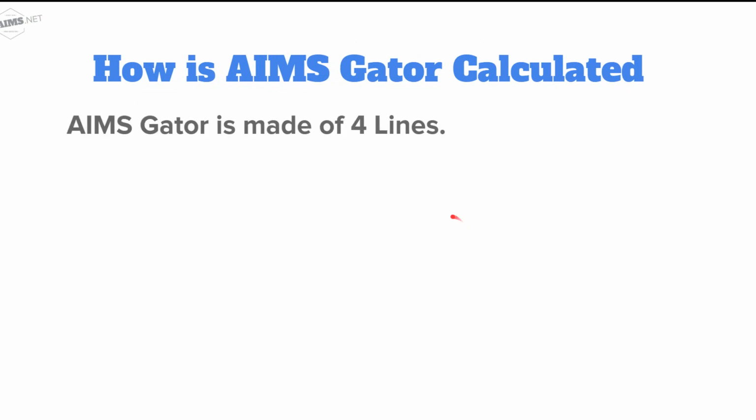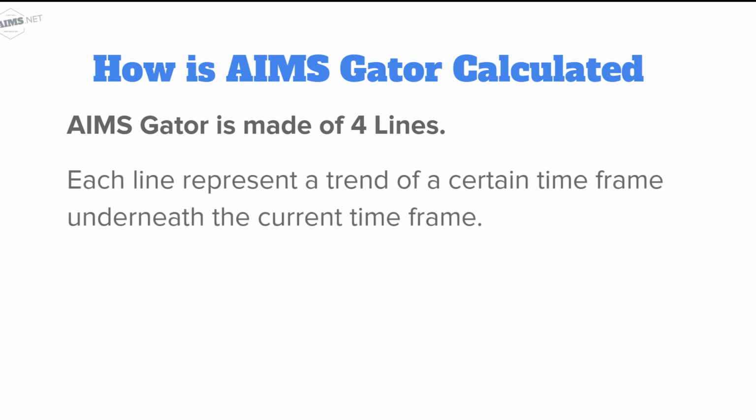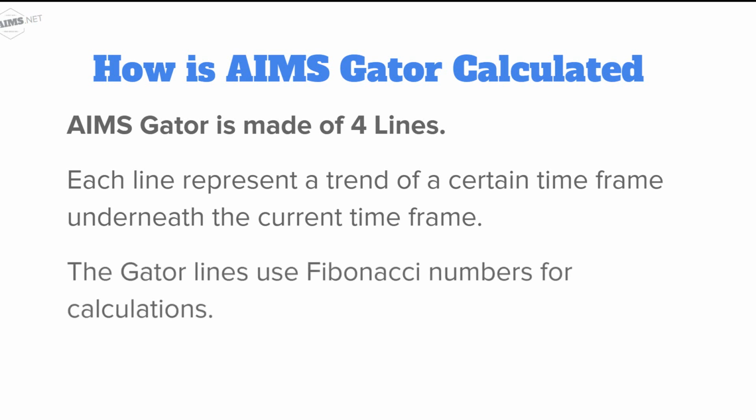Now let's find out. So the AIMS Gator is made of 4 lines. The Alligator is made of 3 lines. Gator is made of 4 lines. Each line represents a trend of a certain time frame underneath the current time frame. So basically you start with the blue line, which is perhaps what Williams calls the balance line, which means this is the trend line of the current time frame. And the red is then the 5 times lower, and the green a bit lower than that. We'll go into that further later.